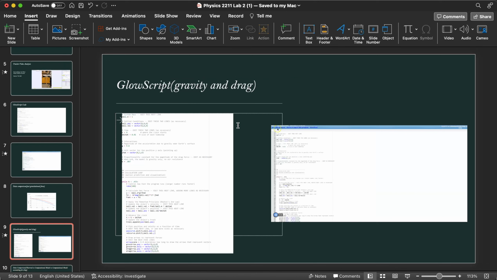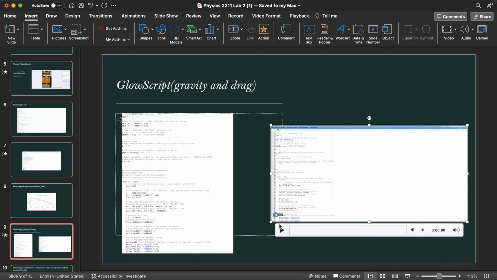Now we're going to do the GlowScript with the gravity and drag. Our j hat is still going to be the same, but now we're going to have a proportionality constant of 0.007. Our time is going to be less than 0.433. Our W is going to be the negative mass of the ball times the gravitational constant times j hat. And our drag force is going to be negative k times the magnitude of the velocity squared times negative j hat. And our net force is W plus the drag force. Everything else is the same, pretty standard stuff.